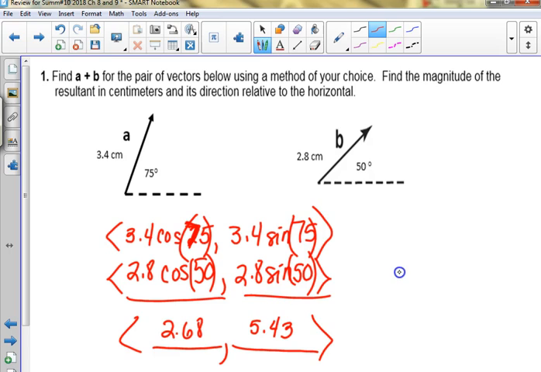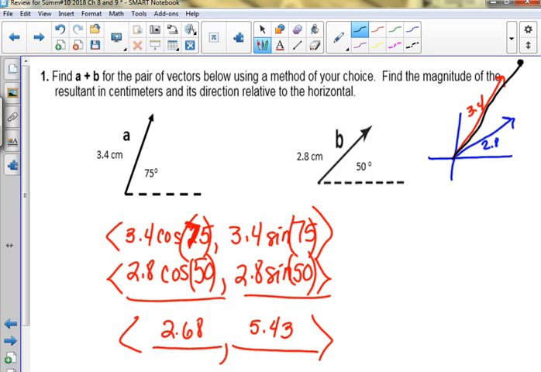Find the magnitude of the resultant in centimeters and its relative direction to the horizontal. So now what? Because this is not the answer. Okay. What this is saying for those physics people is if I were to go 50 degrees up and out 2.8, and another force is going 75 degrees up and out 3.4, that where this will wind up is over 2.6 and up 5. It's going to wind up here somewhere, okay?